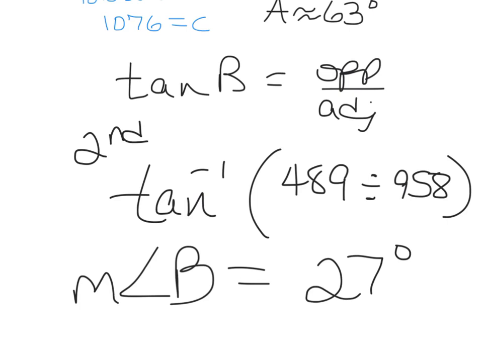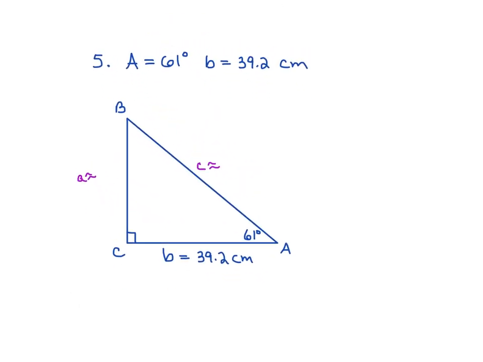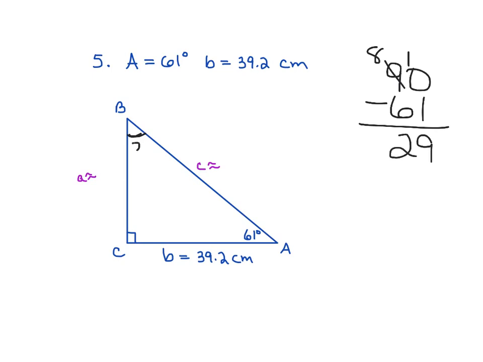One more example. We're going to go back to being given an angle and a side. Everybody good? Let's try more. So again, here is my triangle. Again, if I want to find the measure of angle B, all I need to do is take what A is, subtract it from 90, and I find out that it's 29 degrees.